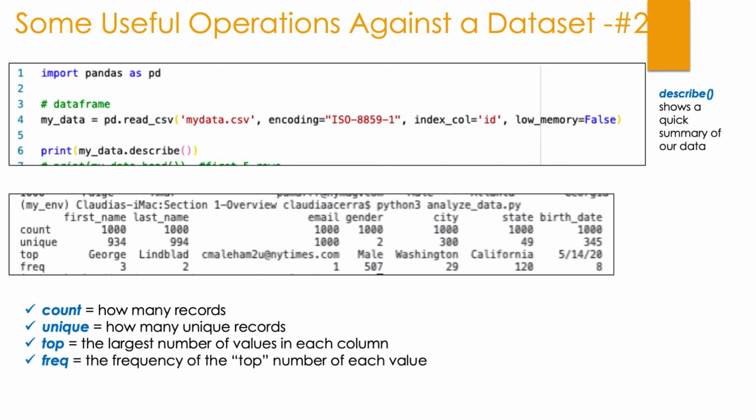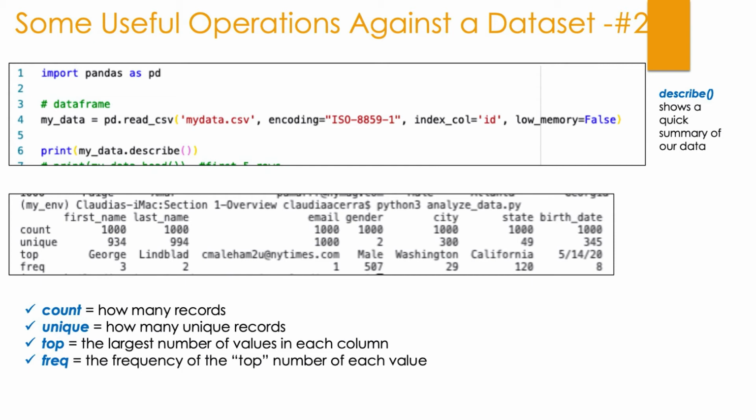A very handy method is the describe method. Now, depending upon the data types in your data set, these values will change. You see for mine, I have a lot of strings, almost exclusively. I have one birth date, but I think it sees that as a string right now as well. You see that I have count, unique, top, and frequency. So let's go through those. Count simply counts how many records I have for that column. So you see first name, last name, they all have 1,000.